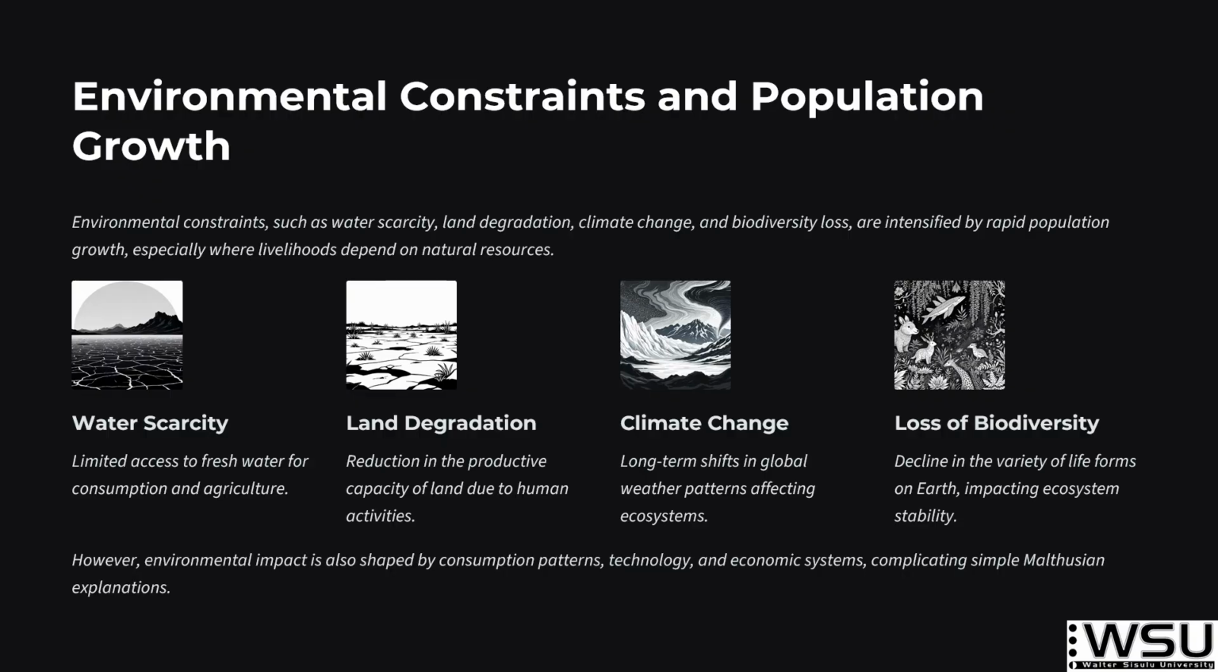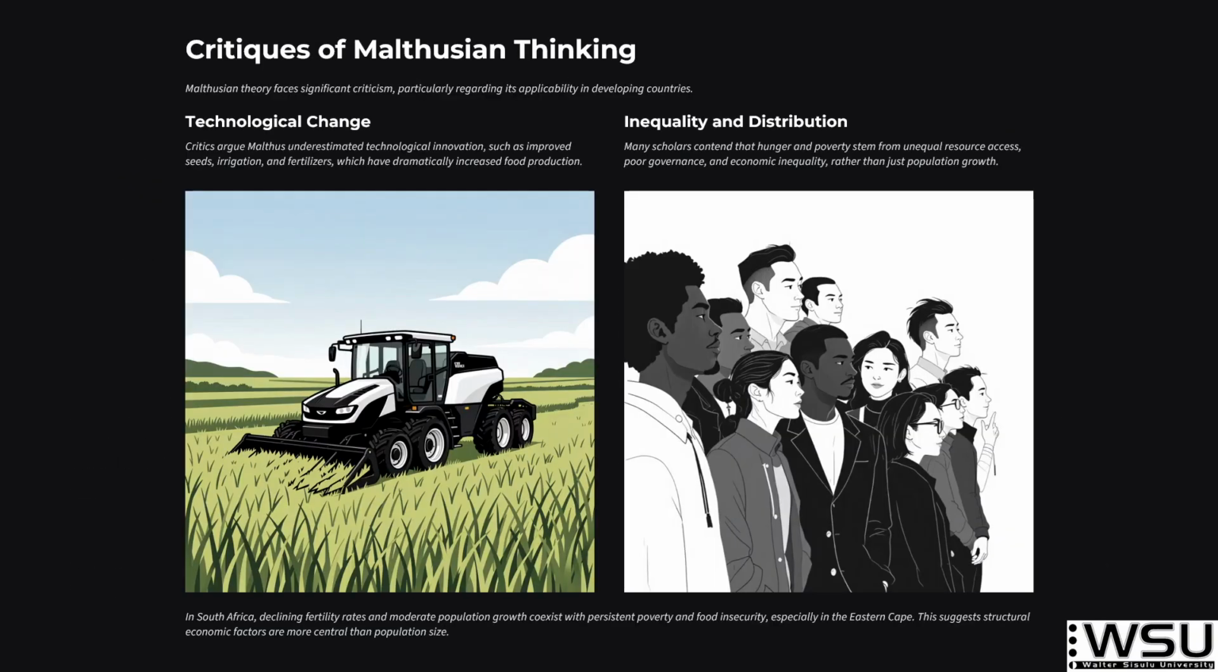So at this point, maybe let me just close it by saying that environmental impacts are also shaped by consumption patterns, by technology, by economic systems, complicating simple Malthusian explanations, exactly what I've been saying. So the Malthus explanations are quite simple, but there's a lot of things that are involved. Consumption patterns, the technology issue, the economic systems, it could be the political systems, inequalities that are there in the system. It could be corruption in South Africa also. So it's complicating the whole explanation by Malthus.